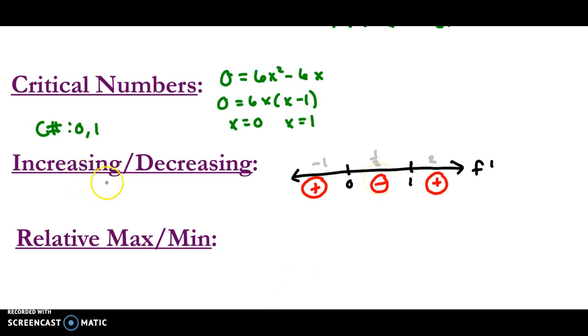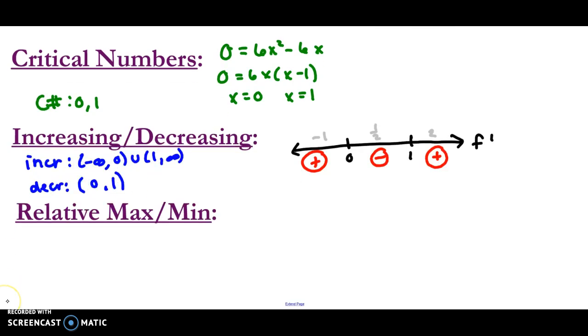So now I can actually answer this. Now I say, okay, well, it's increasing. Remember, increasing is where the slope is positive. From -infinity to 0 and 1 to infinity. And it's decreasing from 0 to 1. Okay, wonderful. Now we have to decide, do we have a maximum or a minimum? Now, remember, these are our critical values, and relative maxes or mins can only occur at locations of our critical values.